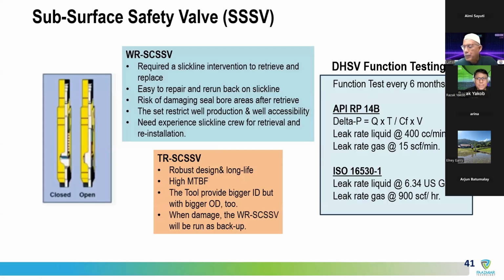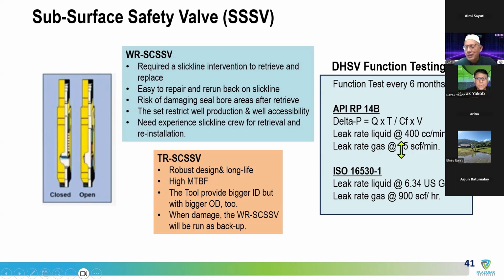Okay. Now we have triple SV. Another issue, like triple SV, we have to test every 6 months as per the API, and the leak rate is 400 cc. So you imagine that when you want to test, you have been producing the well, let's say the oil well, you close in, and then you open up the top so that the pressure will try to push from the bottom. So there is no more pressure at the top, only hydrostatic or the oil column, and then you want to see the leak. If the leak is more than 400 cc in a minute, it's considered a leak.